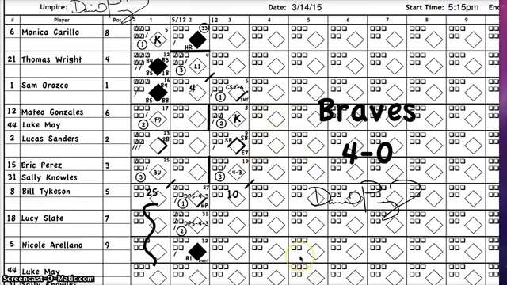So again, there's a lot of information that can be gleaned from scorekeeping when it's done correctly, and it can be a lot of fun. Another way to keep track and appreciate the game. If you have any questions, feel free to let us know.